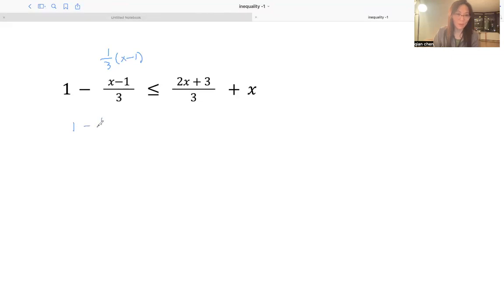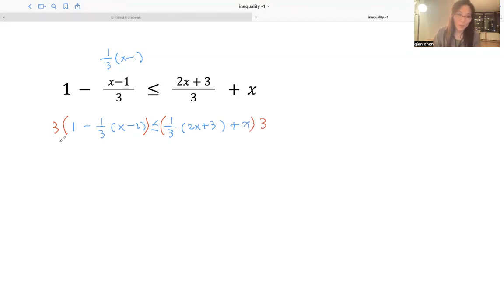So 1 minus 1/3 of (x minus 1) is less than or equal to, similarly, we can write this as 1/3 of (2x plus 3), then plus x. There are different ways to solve this inequality, but what I would like to do is get rid of the 1/3. So how do I get rid of it? I multiply everything in this inequality by 3. Basically, I make every term 3 times larger.